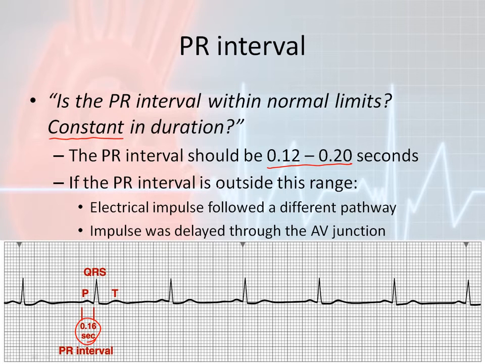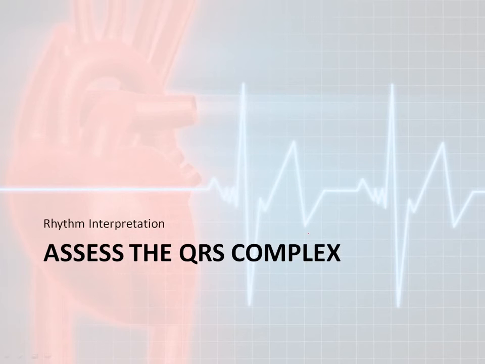If the PR interval is outside of that range, it means that there are some kind of impulse problems, taking a different pathway, or it could be delayed through the AV junction. Both of these are rhythms that we're going to cover later in class, so I'm not really worried about you learning exactly the cause of PR intervals that are outside this range.